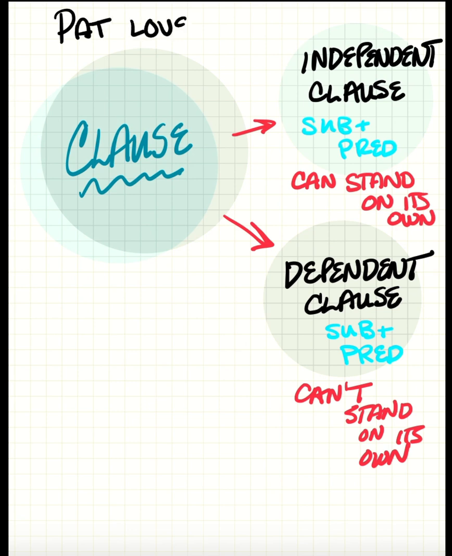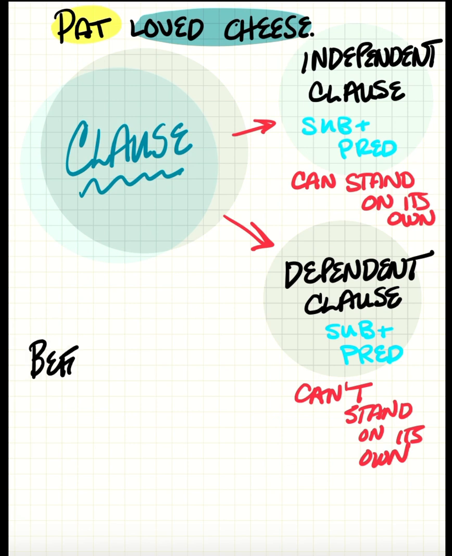Well, what's a dependent clause look like? Well, a dependent clause can have all the same words plus an additional word called a subordinating conjunction. So subordinating conjunctions are words like when, while, after, before, if. So I could say, before Pat loved cheese.